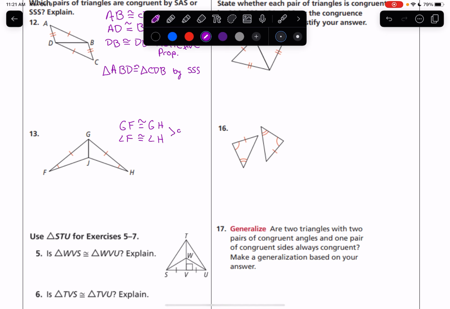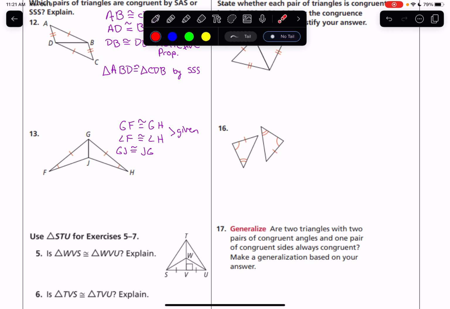So these two are given. And then that reflexive property tells me that GJ is congruent to GJ, or JG, whichever, it doesn't matter. And that's all I can find. I don't know anything else about the angles or the sides or the congruencies within those angles and sides. So now, I can't say that those two triangles are congruent.